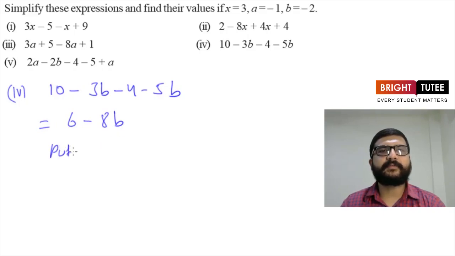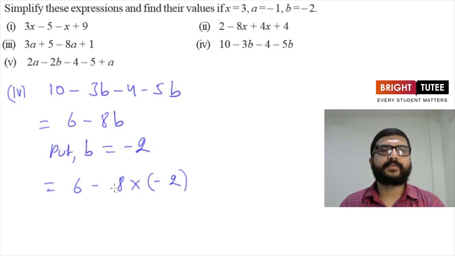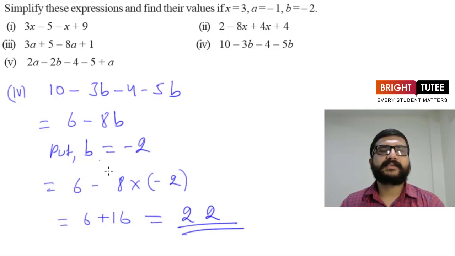Now what we will do, we will put the value of b, and the value of b given in the question is minus 2. So let's put b equal to minus 2. So this will give us 6 minus 8 into minus 2. Now minus 8 into minus 2 means plus 16. So this will be 6 plus 16, and this is equal to 22. So value of this expression is 22 at b is equal to minus 2.